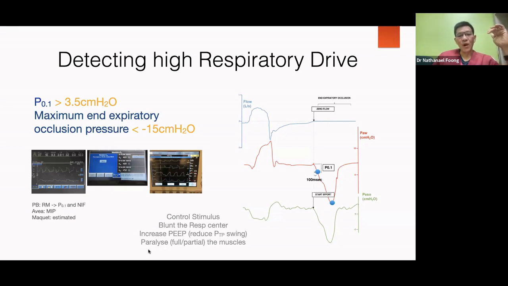And if all this fails, probably a paralysis, a full paralysis or partial paralysis. Now, partial paralysis is not evidence-based. It's just a practice that's used by some of the Italians, which I spoke to. It can be used to reduce the respiratory drive in this patient. But I think if you want to partially paralyze the patient, you probably need to increase the sedation as well, right?